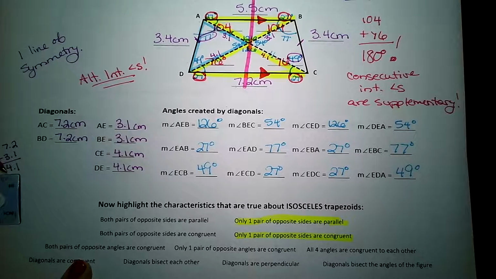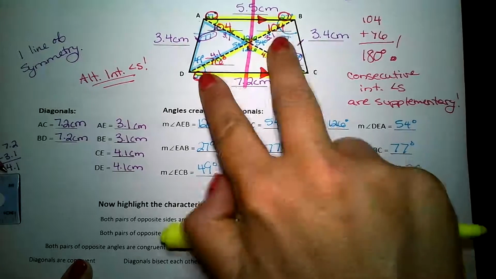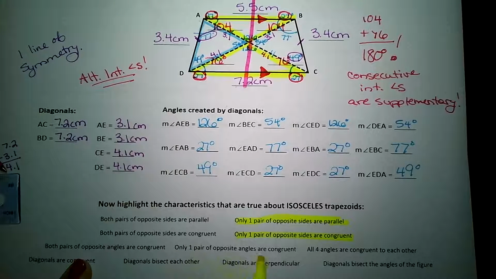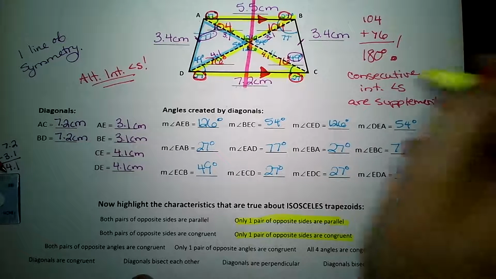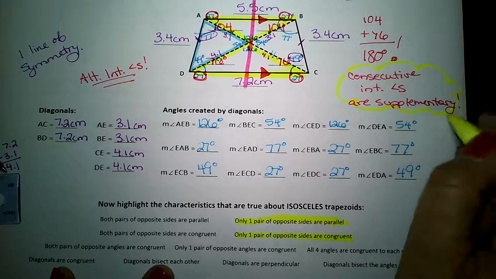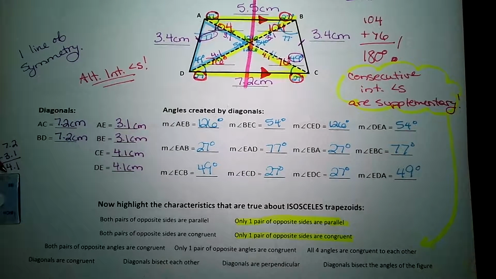Both pairs of opposite angles are congruent? That's a no. 104 and 76, not congruent. Only one pair of opposite angles congruent? Nope. All four angles are congruent? Nope. You don't have any of these opposite angle congruencies that have been present in the parallelograms. You do have consecutive interior angles that are supplementary, though. If you want to link that down to your properties, that comes from the parallel lines.